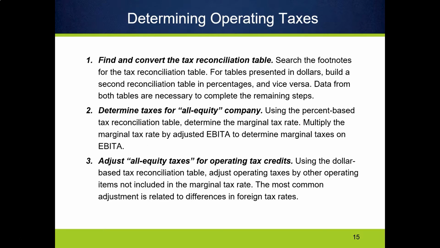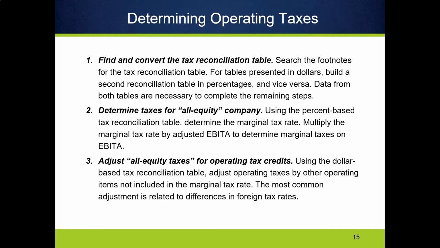Okay. Then we're going to determine the taxes as if it was all equity. So we're going to try and find the marginal tax rate so that we don't have any interest tax savings included in our tax rate. And then if we have any kind of operating tax credits that we might get, the most common one is an adjustment for foreign tax rates, but the second most common one is you get a tax credit to locate a research facility somewhere, or you get a tax credit to put a warehouse somewhere, and that's based on you continuing to operate those businesses there. That's an operating tax credit, and we want to include that in our operating tax rate.